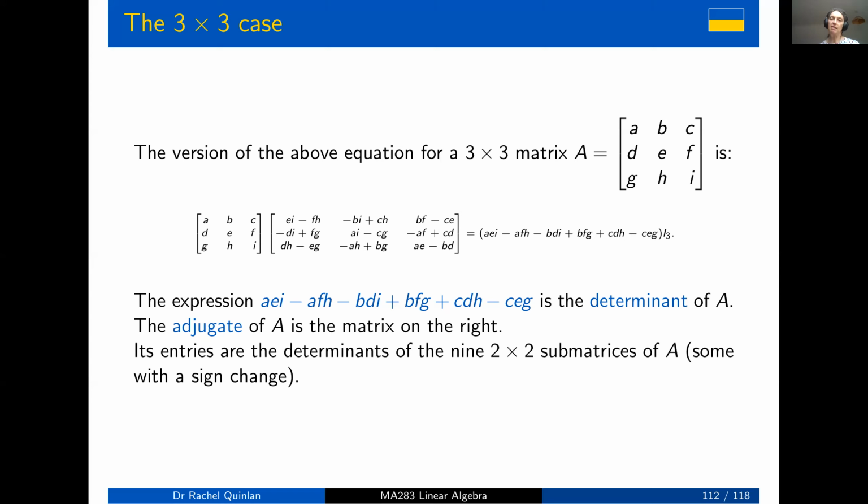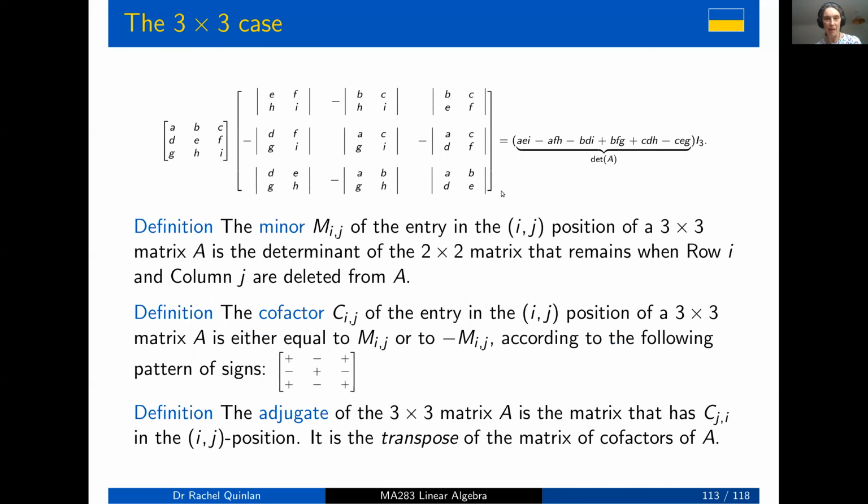In the 2 by 2 case, when you delete a row and column, you're left with a 1 by 1 matrix. So its determinant is just its single unique entry. Here, if we delete a row and column, we're left with a 2 by 2 matrix. And the determinants of those 9 2 by 2 matrices are what is going into this adjugate matrix in some order. Okay, so to figure out exactly what the order is and what everything looks like, let's introduce, as usual, a little bit more notation.